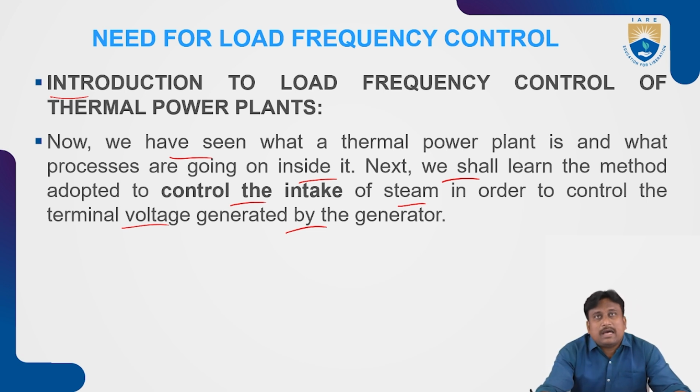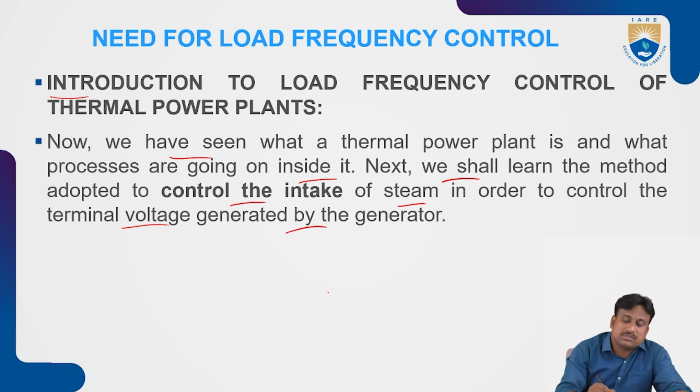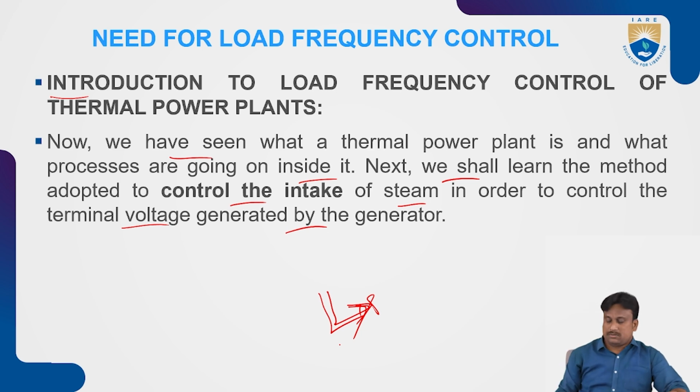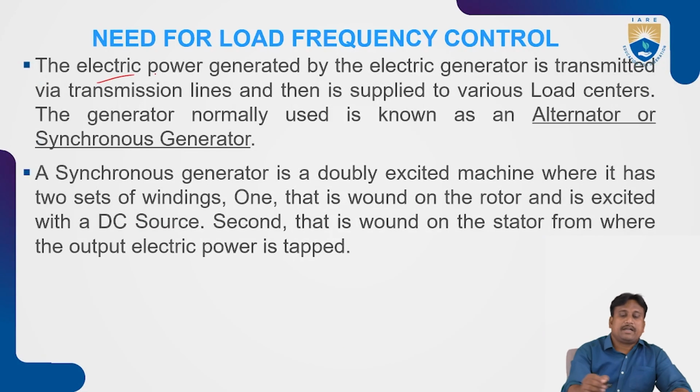Load frequency control operation in a thermal power system is most important because it generates huge amounts of power for the entire power system network. The electric power generated by the electric generator is transmitted through transmission lines and supplied to various loads. The generators normally used are known as alternators or synchronous generators.